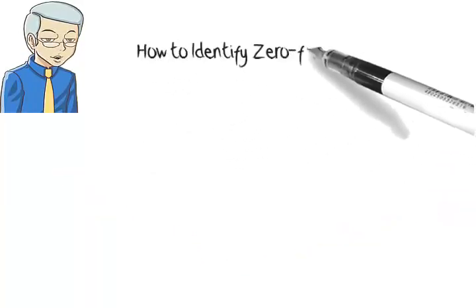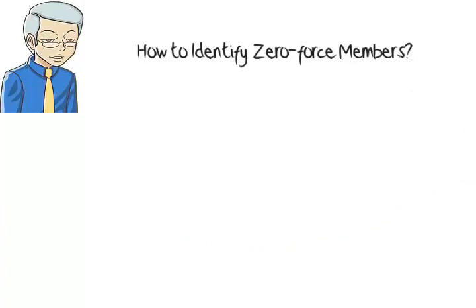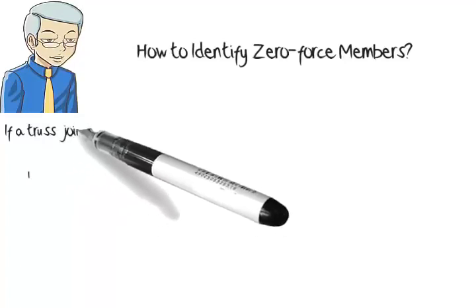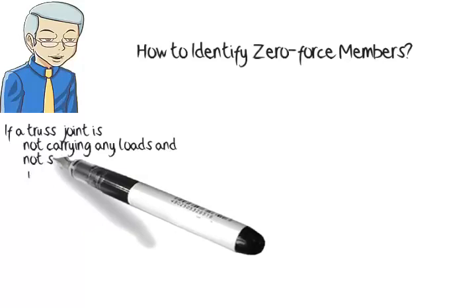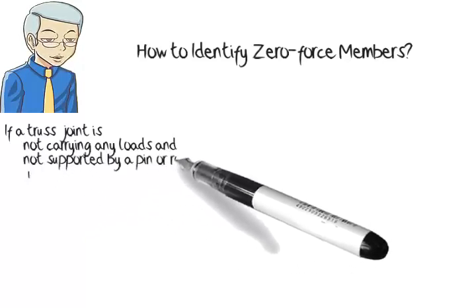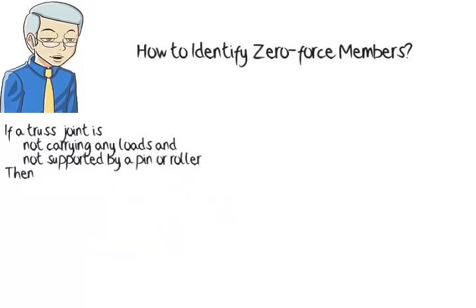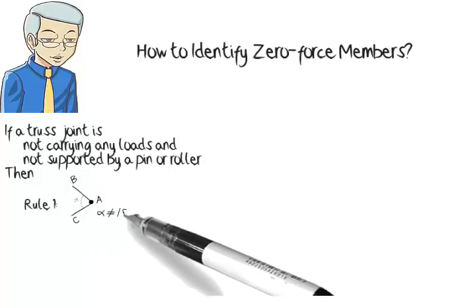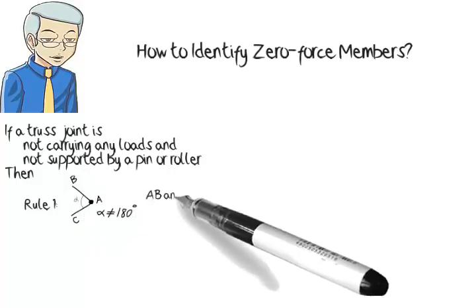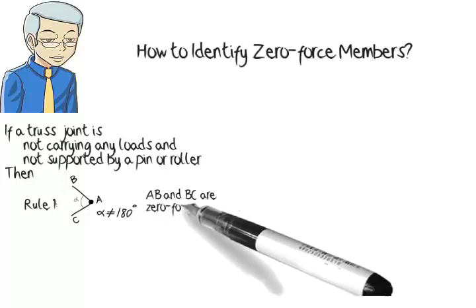How do we identify zero force members in a truss? There are 3 basic rules for identifying zero force members without resorting to any calculations. If a truss joint is not subjected to any applied loads and is not supported by a pin or roller, then the following rules can be applied repeatedly to identify all the zero force members. Rule 1. If the joint connects 2 members only, where the angle between the members is different than 180 degrees, both members are zero force members.